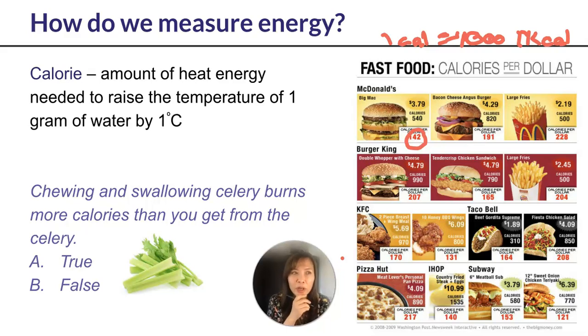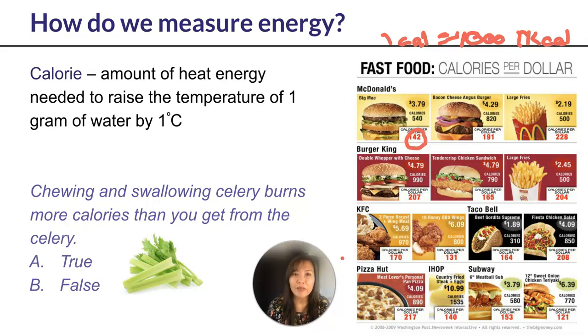So, you probably have heard of negative calorie food, right? My father-in-law used to joke that he doesn't like eating crab, for example, because it takes so much energy to break the crab and try to get that meat out that he's losing more calories than he actually consumes. So let's think of this question here. Does chewing and swallowing celery actually burn more calories than you actually get from the celery? What do you guys think? Is it true or false?